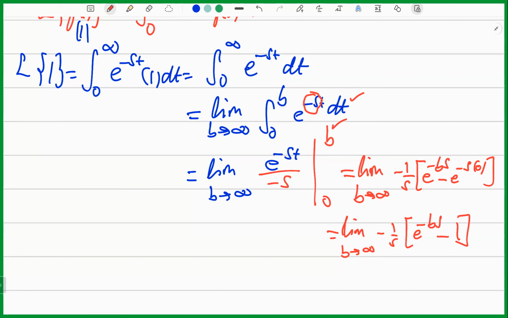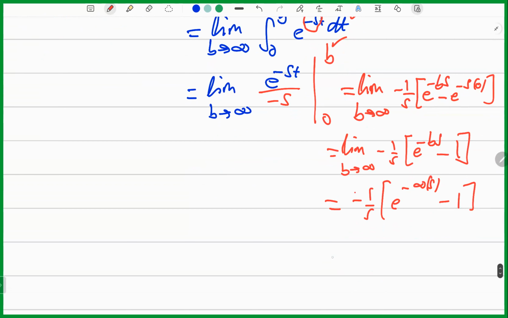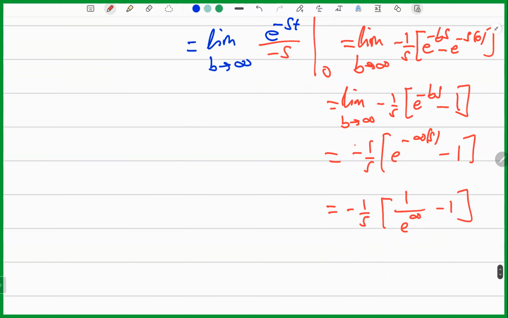Okay, this is the answer we get, but what is this? You have minus 1 over s, so e to the, you put the b to infinity, minus infinity s, which is minus 1 over s. The infinity is like 1 over e to the infinity. Infinity by s is what? Infinity by s is infinity.